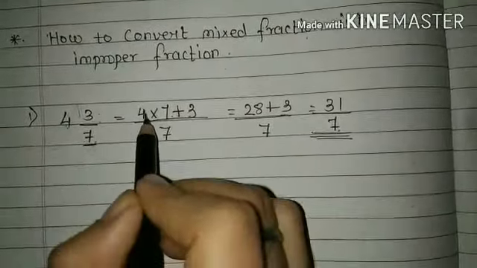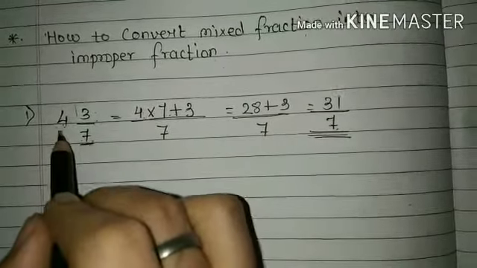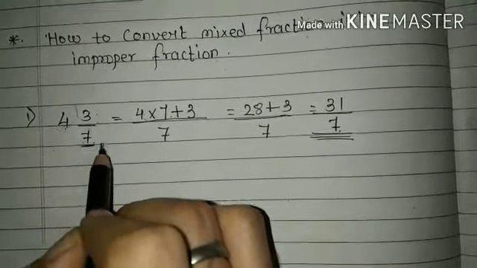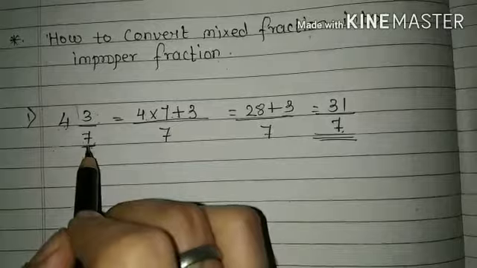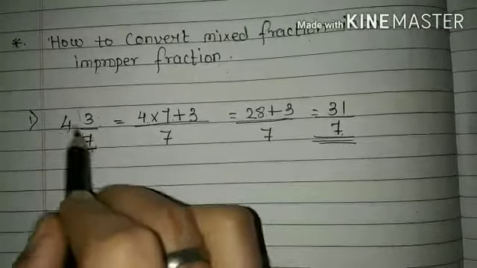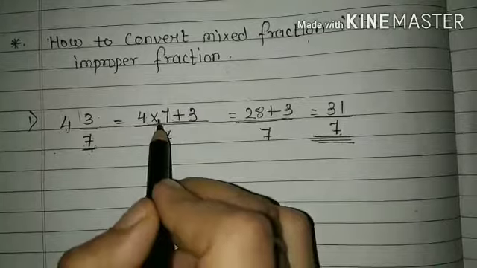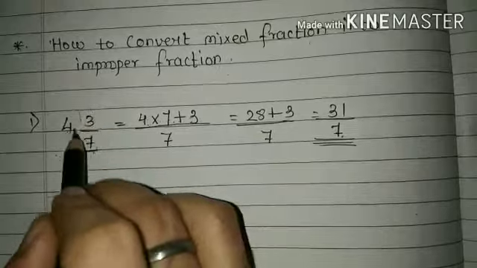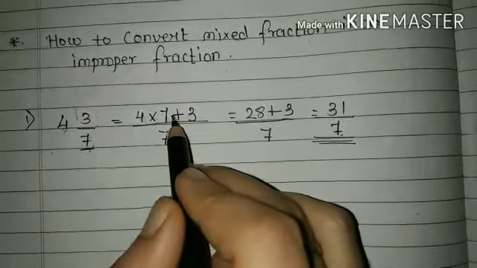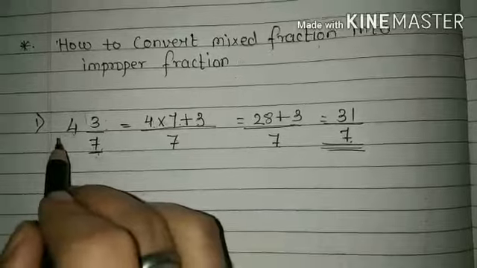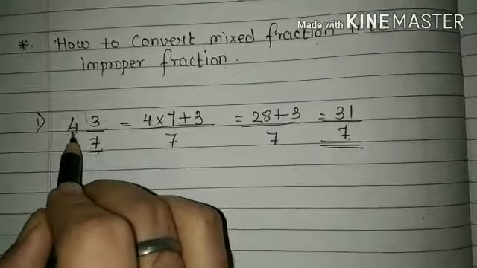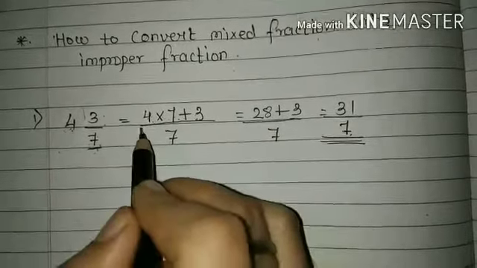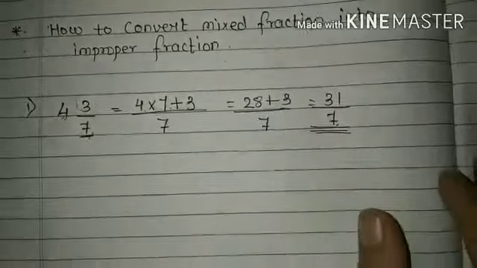First we will write 4. Then this 4 will multiply with 7, the denominator. Any number will be there, we have to multiply this denominator with the whole number. So 4 multiplied by 7. Then we have to give plus here and add this 3, the numerator. First we multiply this 4 with 7 that we have written, then plus 3, and down, 7 we will write as it is.